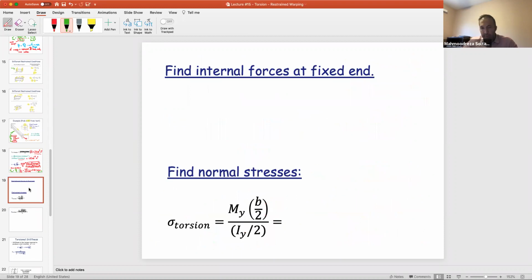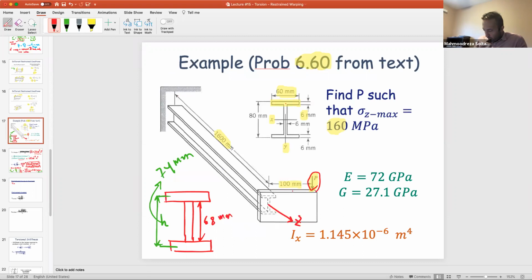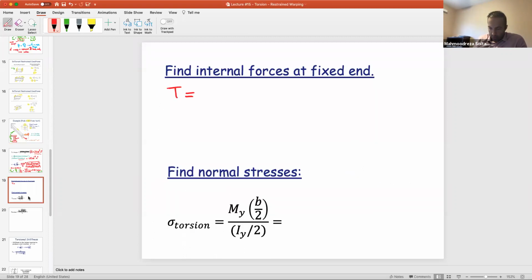Okay, we have found this. Now, let's write our equation. So first, internal forces at fixed end. What internal forces do we have? Well, look at the torque. Torque would be force times this arm, right? This would be the torque. It's going to twist the member about this axial or longitudinal axis, so it would be force times 0.1 meters, right?